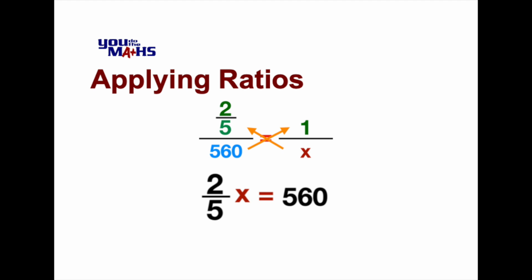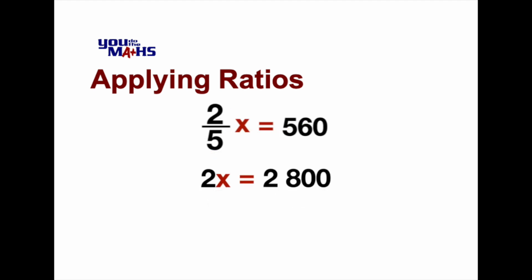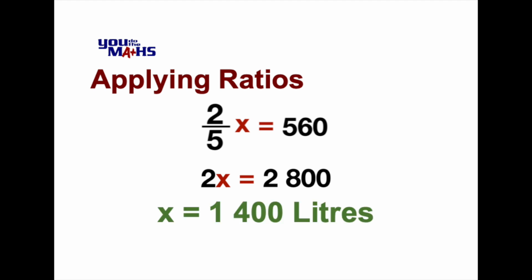Now to find x, we need to remove the 2 and the 5 from the left hand side. The easiest thing to do is to remove the 5 first by multiplying both sides by 5. When we do that, we get 2x equals 2,800. The next thing to do is to remove the 2, and we do that by doing the opposite of multiplication of 2, which is happening presently on the left, by dividing both sides by 2. And we get that x equals 1,400. And that's our solution. The amount of water in the tank when it's full is 1,400 litres.